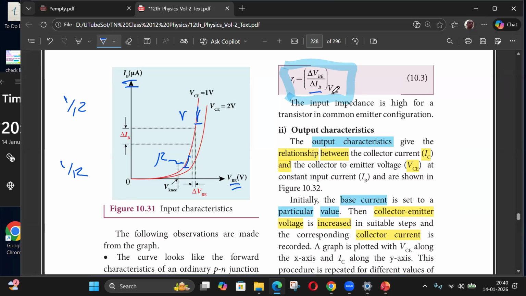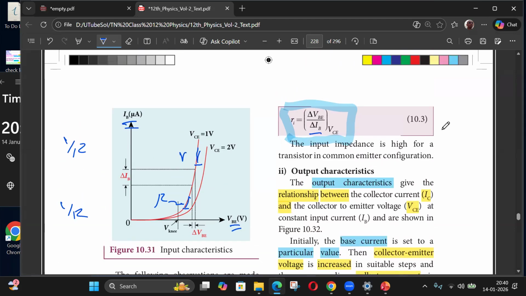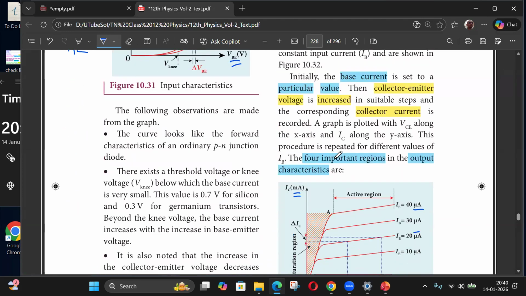So this is given for a given VCE, that means you have to choose one particular curve, and then we have to find R at different points. So for 2 volts means you have to choose this curve. For 1 volt, I have to choose this curve. Similarly for output characteristics.